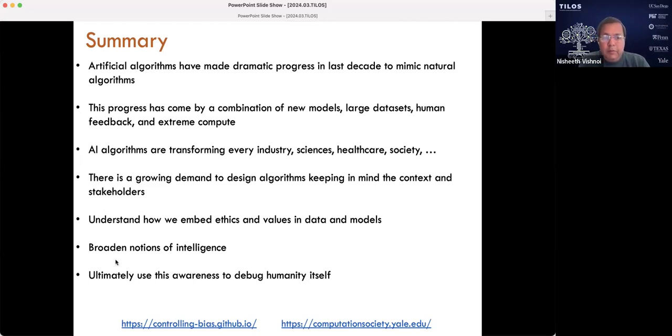And as I said in the beginning, for me, the ultimate goal of all of this is to debug humanity, because in the end, once we understand how we are embedding our values into these algorithms, we're also learning about ourselves. And if we are not becoming more aware of what values we care about, what values we don't care about, what happens to our data which we are generating, we will not be able to get out of this by just optimization.